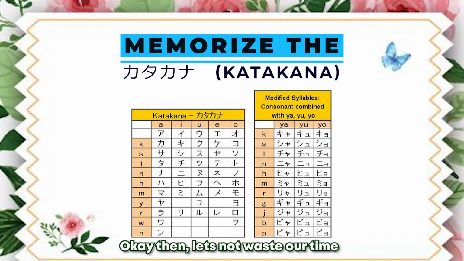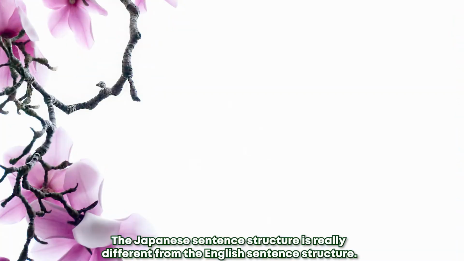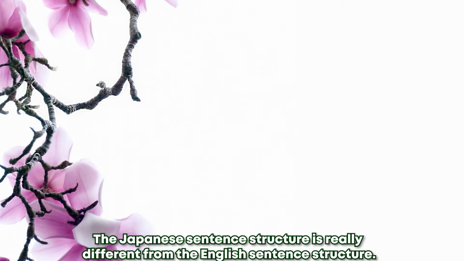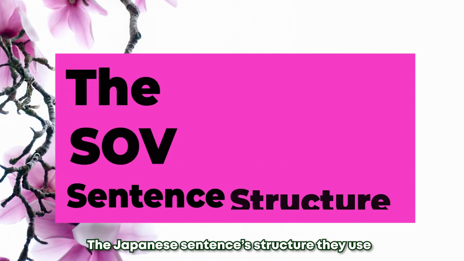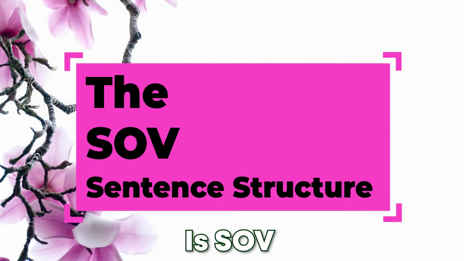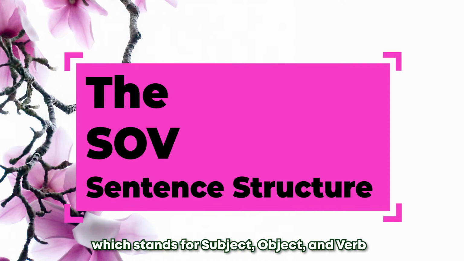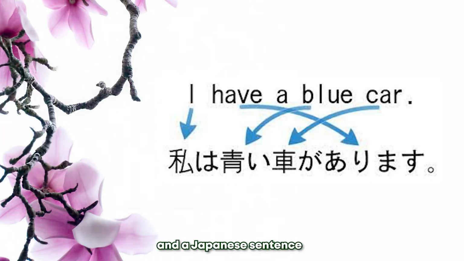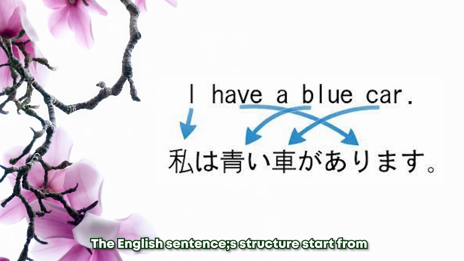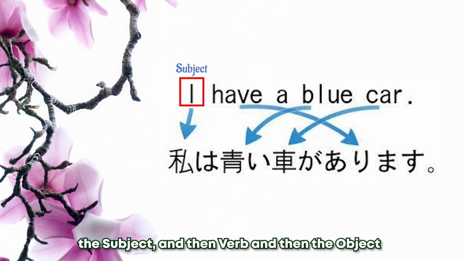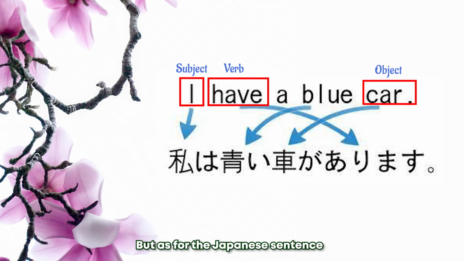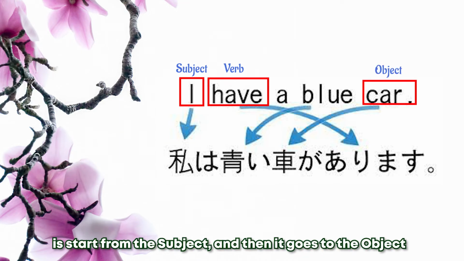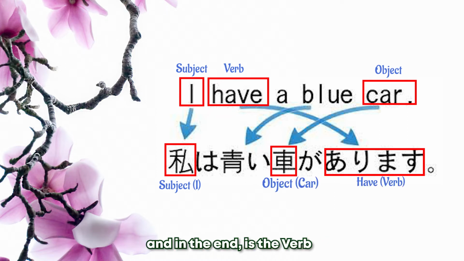Okay, then let's not waste our time and let's jump right into the lesson. The Japanese sentence structure is really different from the English sentence structure. The Japanese sentence structure is SOV, which stands for subject, object, verb. So this is an example of an English sentence and a Japanese sentence. As you can see in both sentences, the English sentence structure starts from the subject and then verb and then the object. But as for the Japanese sentence, it starts from the subject, then it goes to the object, and in the end, it's the verb.